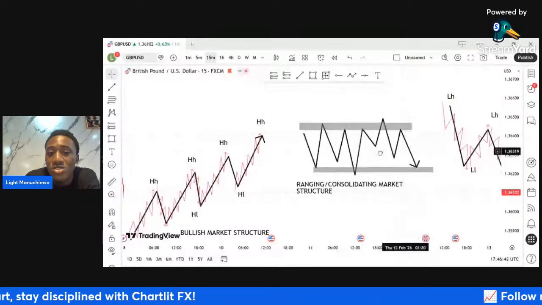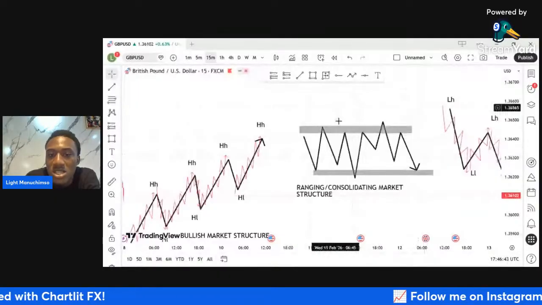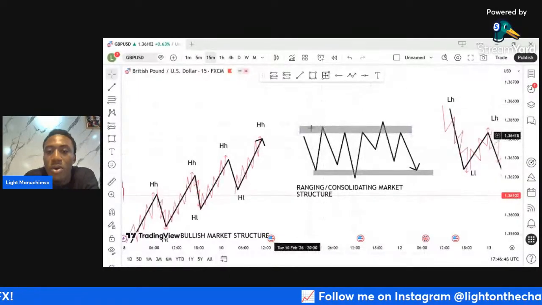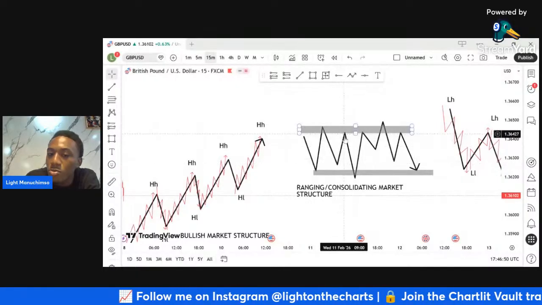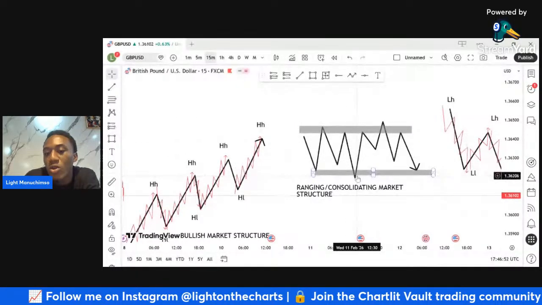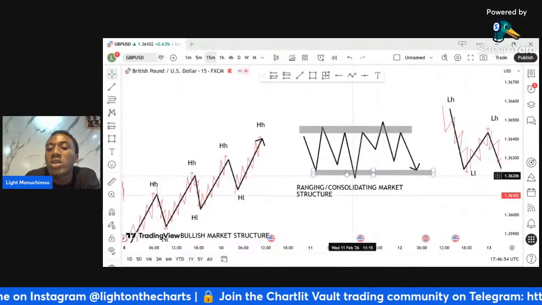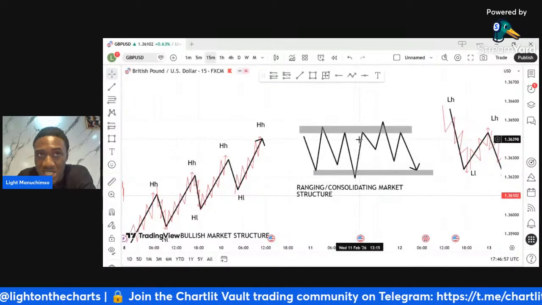There's no true direction. You can see it's just going sideways, creating a higher high than the previous high, coming back, creating a higher low, going back, coming back, creating a lower low, lower than the previous low. So it's just scattered.